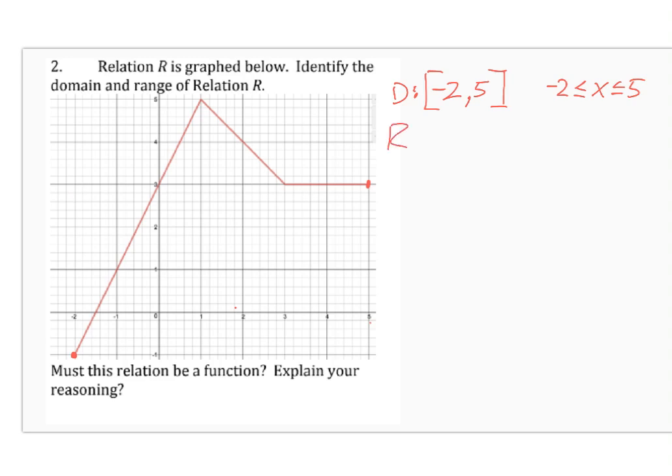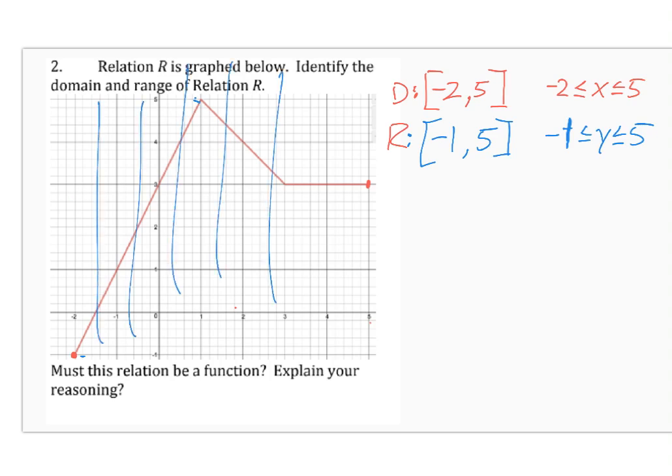The range, the same thing. I'm going to look for my lowest y value. That's going to be at -1. I'm going to look for my highest y value. That's going to be at +5. And I'm going to put brackets around those because we include both points. That'd be the same thing as saying -1 is less than or equal to y is less than or equal to 5. And again, either of those versions are totally okay to use. Must this relation be a function? This relation is a function, and it's because it passes the vertical line test. There's no vertical line I can draw that hits two different places.